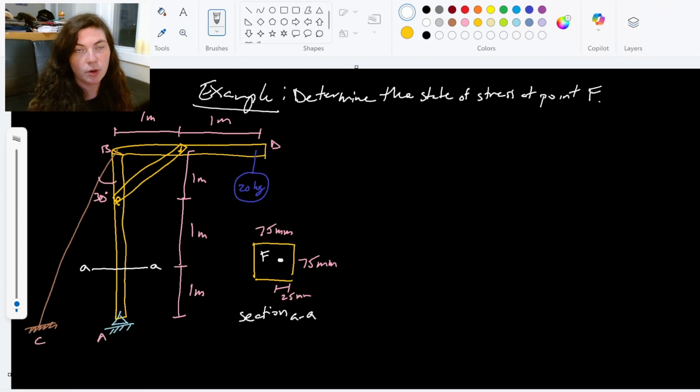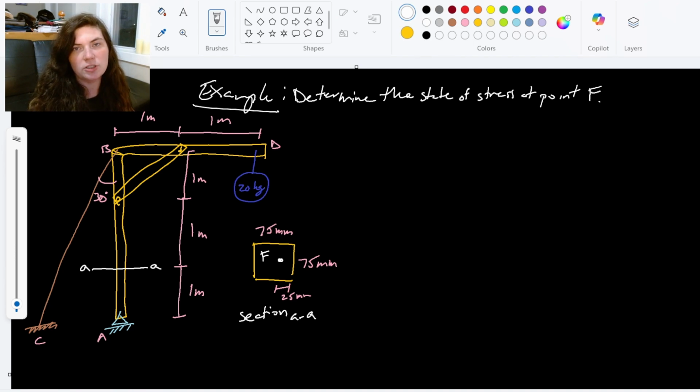In this example, we're trying to find the state of stress at point F given this little wooden setup that's holding this 20-kilogram mass that's also kind of cabled into the ground at BC here. And it's got a square cross-section, 75 millimeters by 75 millimeters, with point F being in this section AA that's a meter off the ground. And this F is offset also. It's not right at the centroid. It's 25 millimeters from the edge.